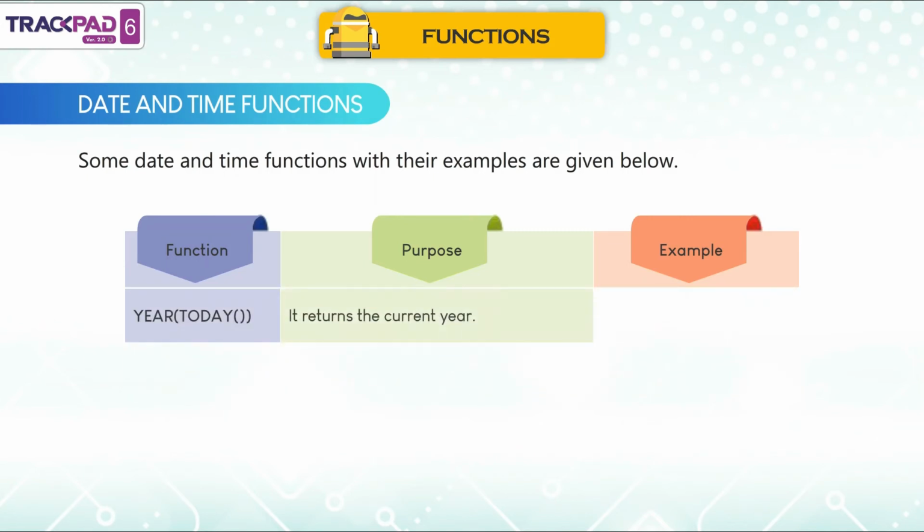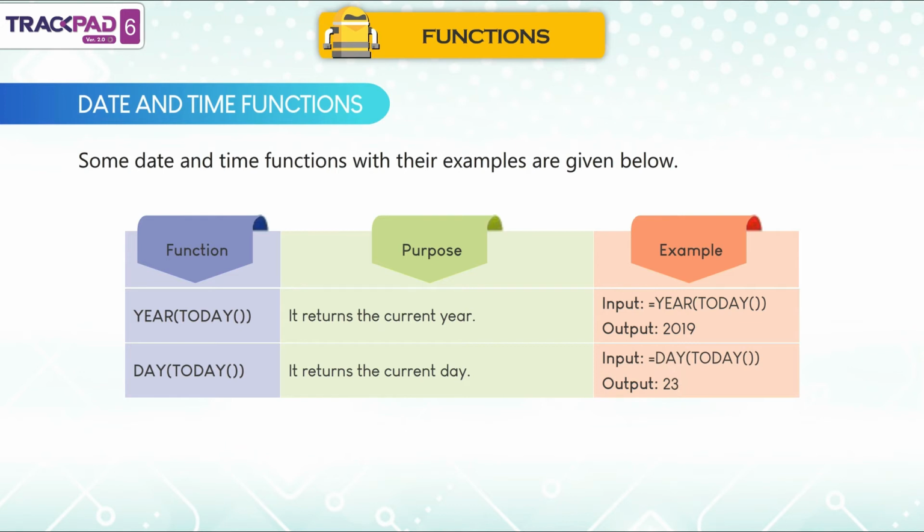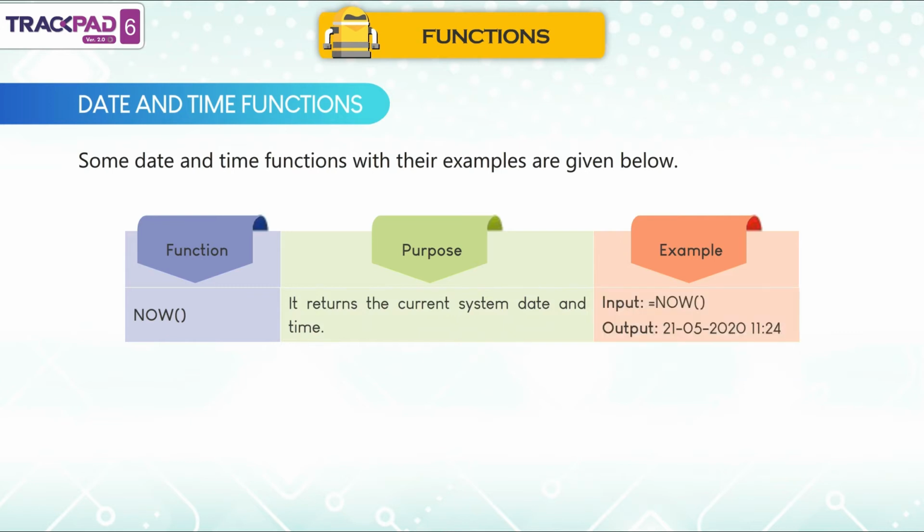YEAR(today) returns the current year. Input: =YEAR(TODAY()), output: current year. DAY(today) returns the current day. Input: =DAY(TODAY()), output: 23, the current day. NOW returns the current system date and time. Input: =NOW(). Output: current system date and time.